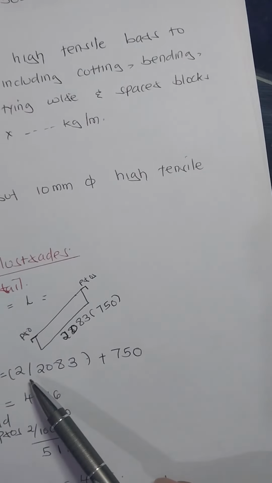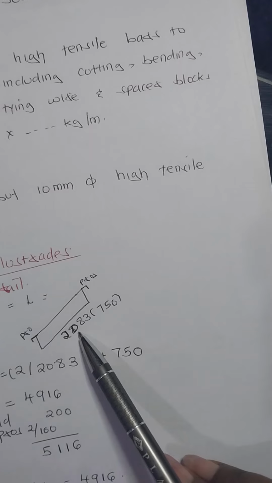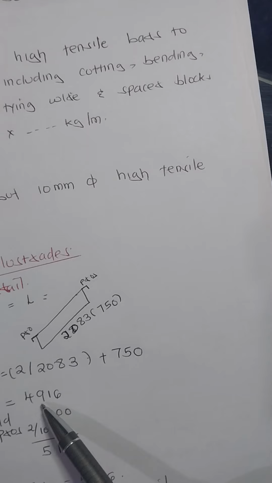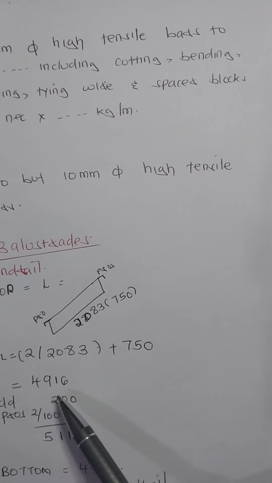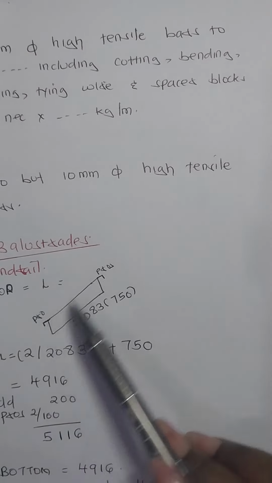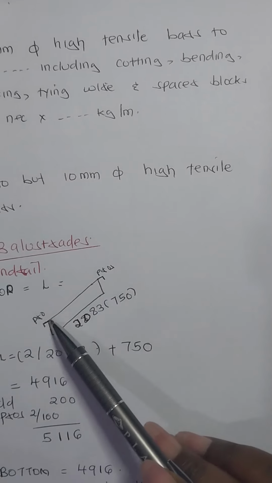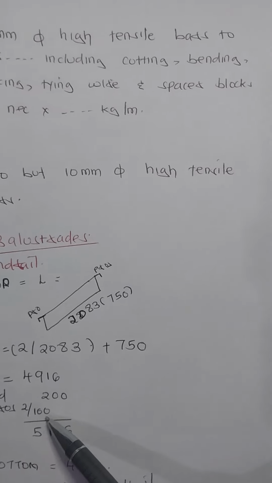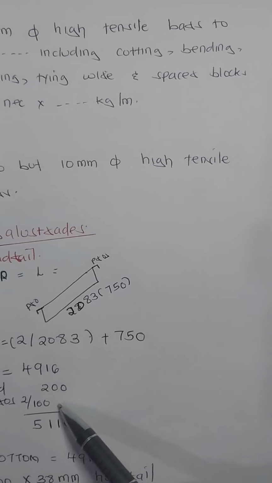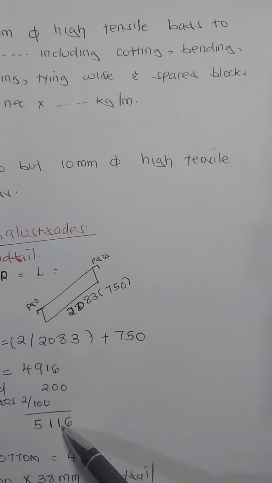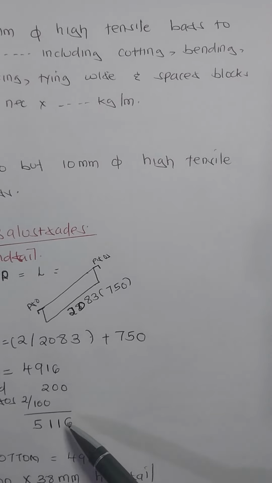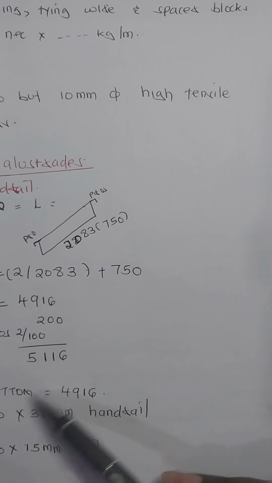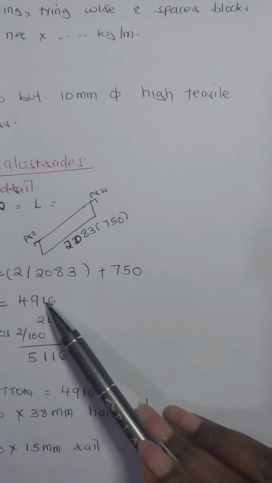Now we find the total length. They were two, the first and the second, so it's 2 times 2083 plus 750, that gives us 4916. And then the handrail has a projection, they are extended outwards, projecting at 100, so 200, the total length will be 5116. Now for the bottom, it does not have a projection, so we are left with 4916.